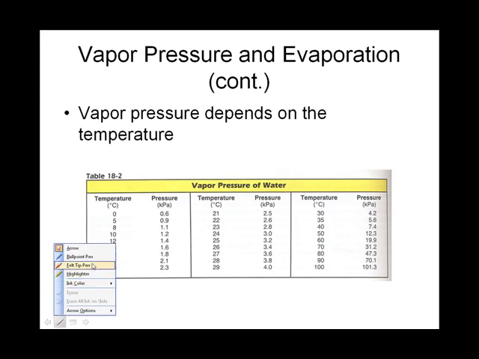So now we know that the gas part or vapor pressure is dependent on the temperature. The faster the particles are, the more likely there are going to be more fast-moving particles that can escape the liquid phase into the gas phase. So here is a table that tells us the vapor pressure of water.